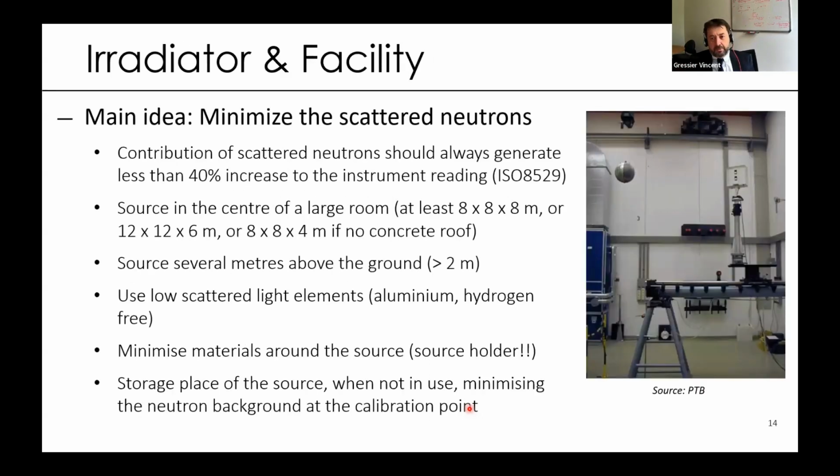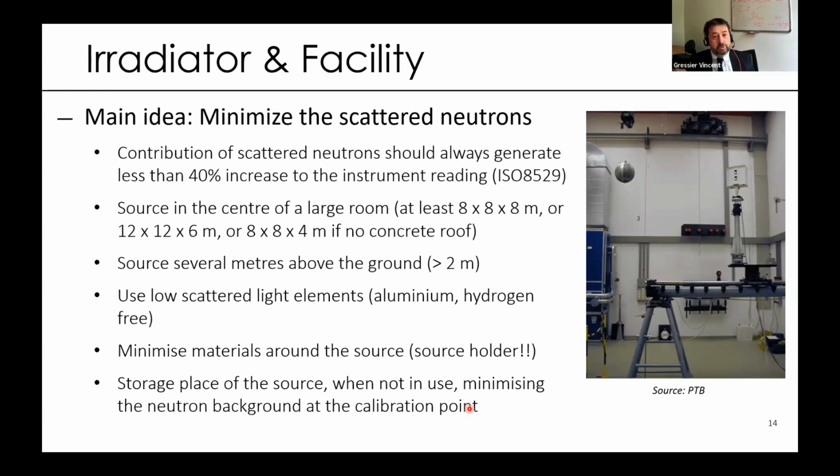So, okay, we have a source now. We need an irradiator and a facility. The main idea is you should minimize as far as possible the scattered neutron contribution. And if you see what is written in ISO 8529, the contribution of the scattered neutrons to the instrument reading should not be an increase of more than 40%.